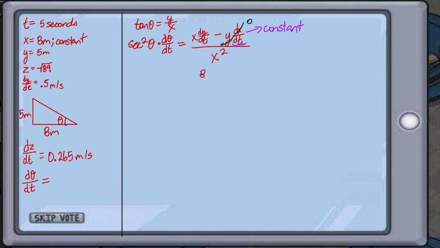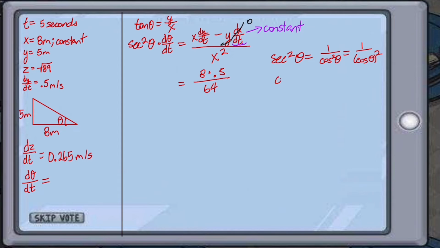Next, we can simplify our problem by plugging in values. We know that x is equal to 8 and dy over dt is equal to 0.5. X squared is just 8 times 8, which is 64. And our next step is to solve for secant squared of theta. We know that secant squared of theta is also equal to 1 over cosine squared of theta, which is also equal to 1 over, in parentheses, cosine of theta squared.